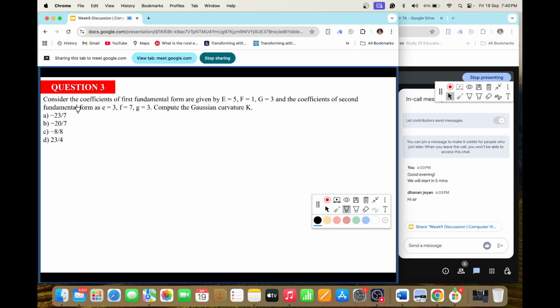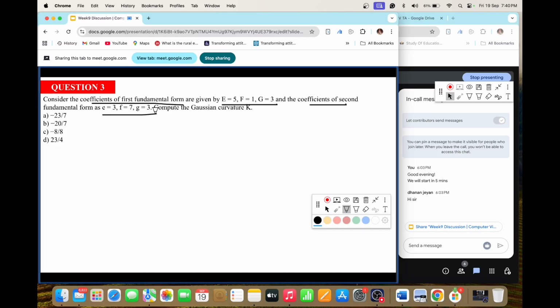So let me move on to the third question. Consider the coefficients of the first fundamental form, capital E, capital F and capital G, and the coefficients of the second fundamental form, small e, small f and small g, which are given. Compute the Gaussian curvature K.